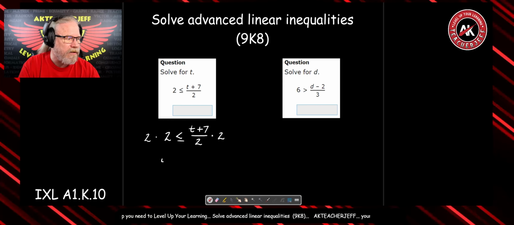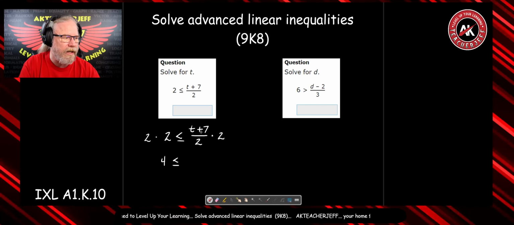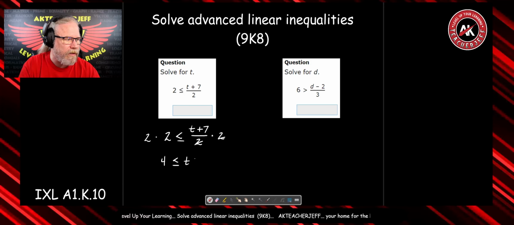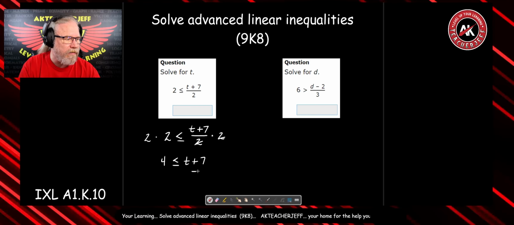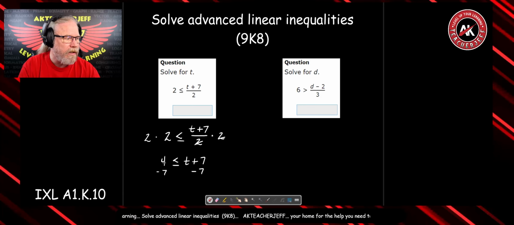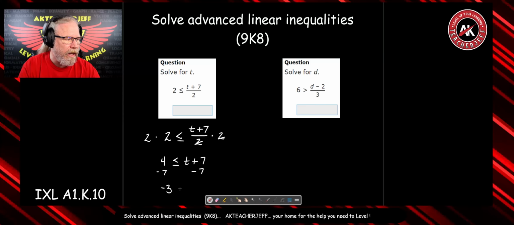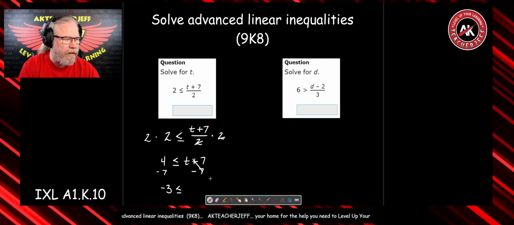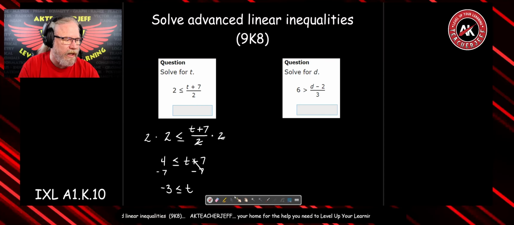On the left, 2 times 2 is going to be 4. We're going to bring down our less than or equal to sign. The 2's are going to cancel each other, leaving us on the right with t plus 7. So now we need to get rid of the positive 7. We're going to do that with the negative 7. What we do to one side, we're going to do to the other. 4 minus 7, well, that should be what, negative 3. And let's bring down that less than or equal to sign. The positive 7 and negative 7 are going to cancel, leaving us with t.